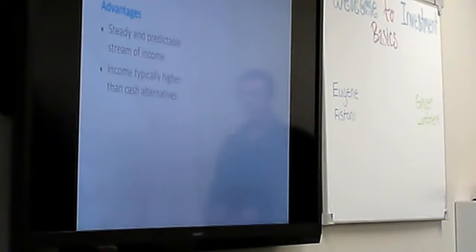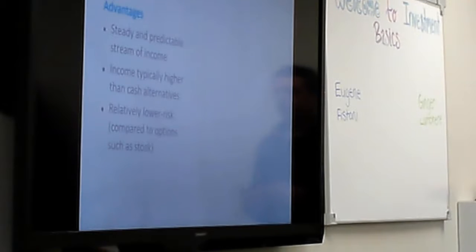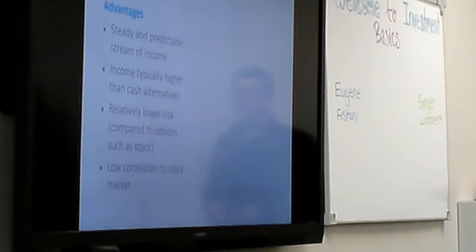So what are some of the advantages and disadvantages of bonds? The advantages, you have a steady and predictable stream of income. They're going to pay a certain coupon rate when you first buy that bond, and you're expected to, all else being equal, get that back, plus the principal once that bond issue actually comes due. Income is generally higher than cash and cash alternatives, because you're taking on a little more risk. You're paying a little bit of a risk premium when you go into bonds. And they're relatively low risk compared to stocks and other more aggressive investment options out in the stock market. There is a low correlation between bonds and stocks.